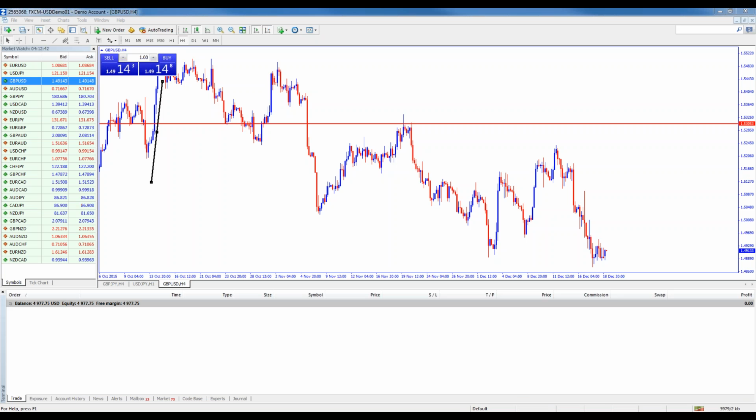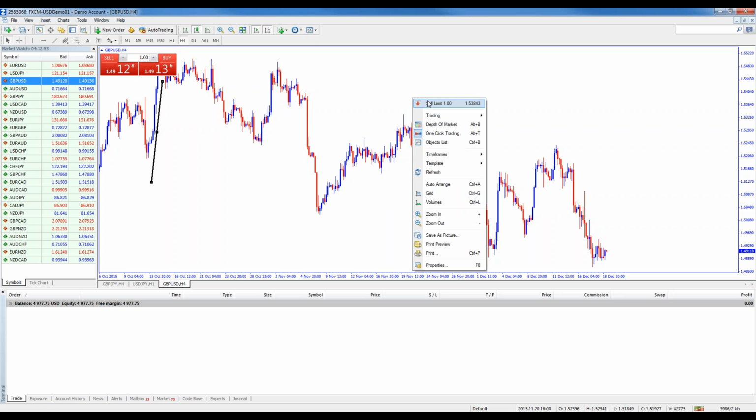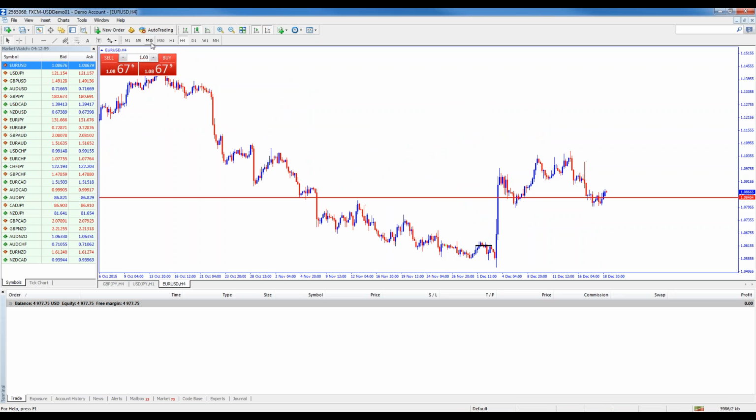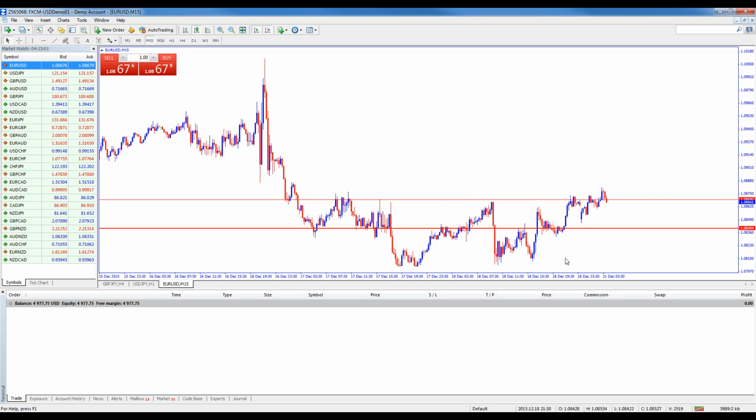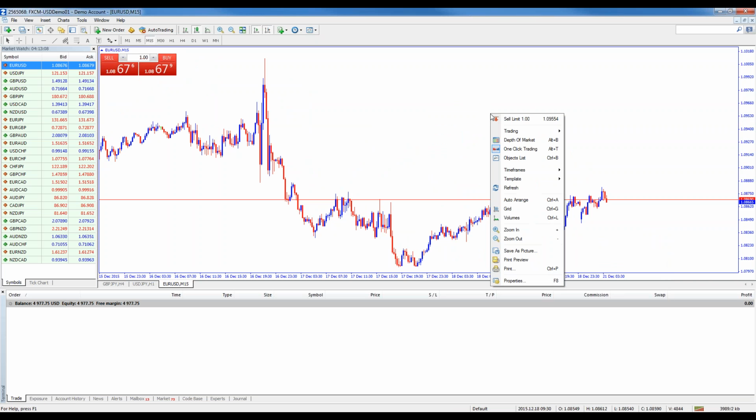Once it reloads, I'll show you what it means. But I'll get back to the bid and ask in a minute. I'm going to show you what the different orders are. Number one, you can do a limit order. What is a limit order? Well, let's take this to a 5-minute chart. So we're going to do a limit order first.